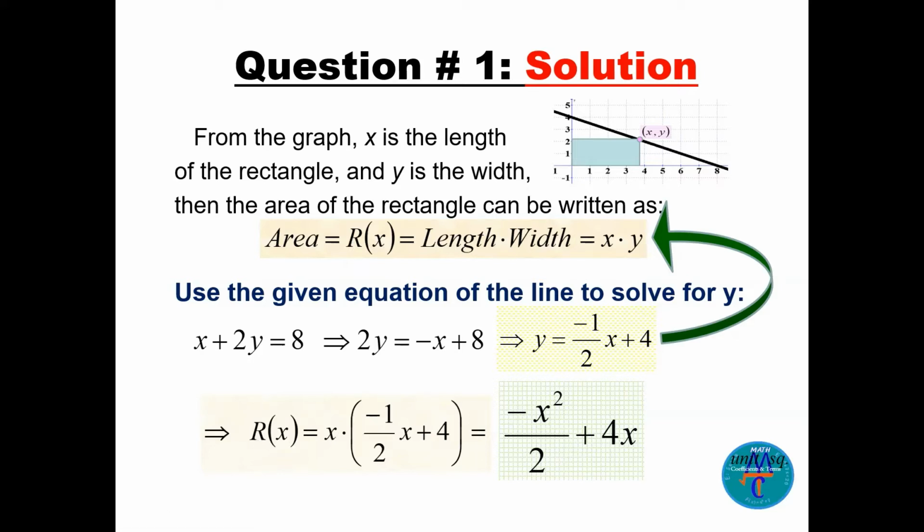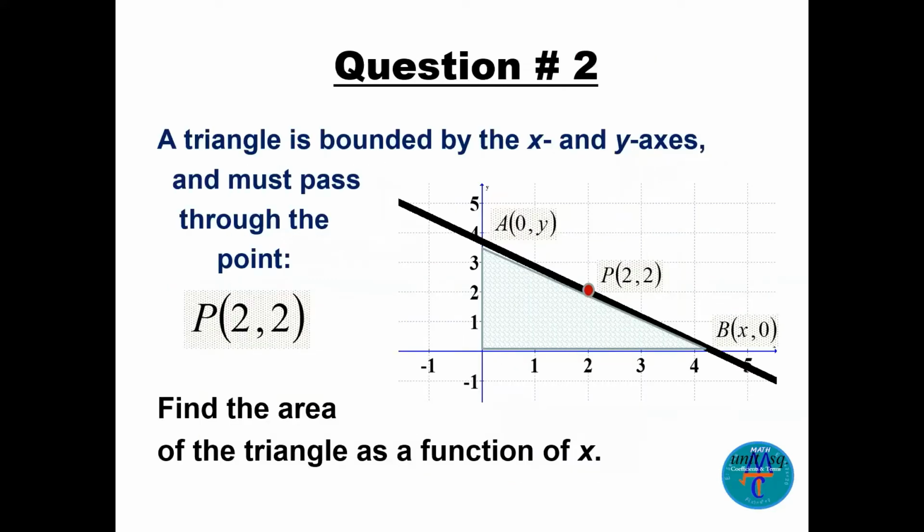Later in the course, we can study more about this function to find the maximum, minimum, etc. Question number 2: we have a triangle bounded by the x and y axes that must pass through the point P(2, 2). So we have a point here, (2, 2), on the line, and point B is (x, 0), and point A is (0, y). Let's find the area of the triangle as a function of x.